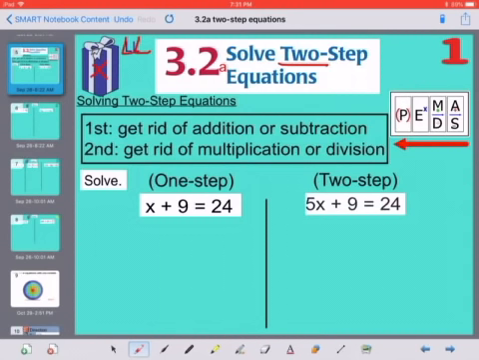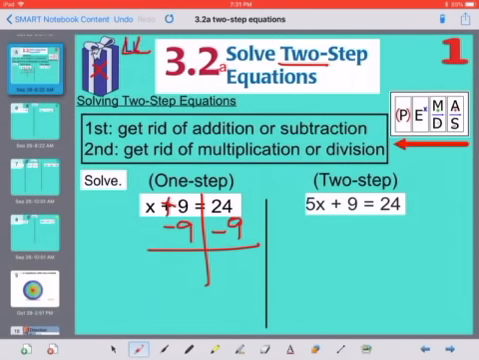So in our equation, we would do everything that's further away from the x on that side of our line, or our equal sign. So to get rid of this plus 9, the opposite or inverse of adding would be subtracting. Whatever you do to one side, you have to do to the other.